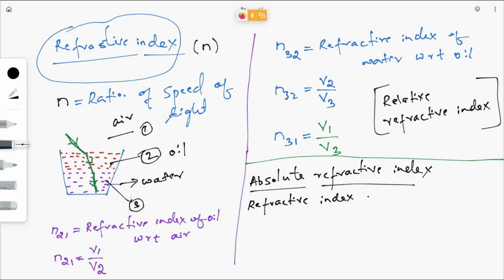Absolute refractive index is the refractive index of a medium with respect to vacuum or air.